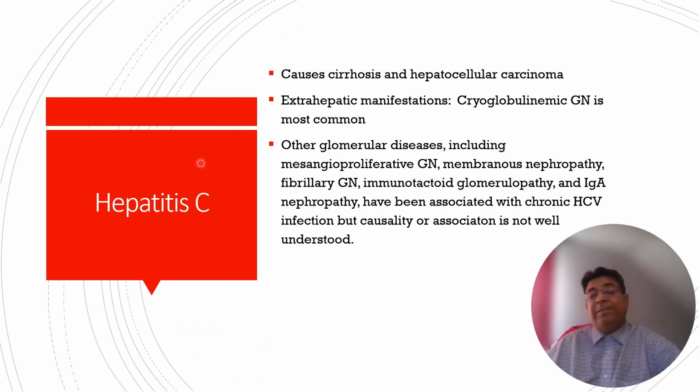Now let's talk about hepatitis C. Hepatitis C causes cirrhosis and hepatocellular carcinoma. Extrahepatic manifestations include cryo, which is the most common. Other glomerular diseases, including membranoproliferative GN, membranous nephropathy, fibrillary GN, immunotactoid glomerulopathy, and IgA nephropathy, have been associated with chronic hepatitis C viral infection, but causality or association is not well understood.